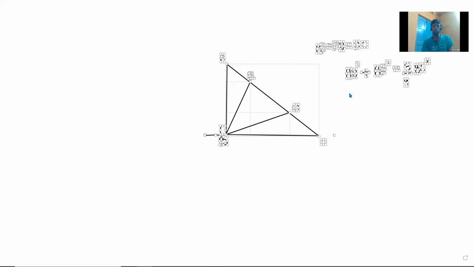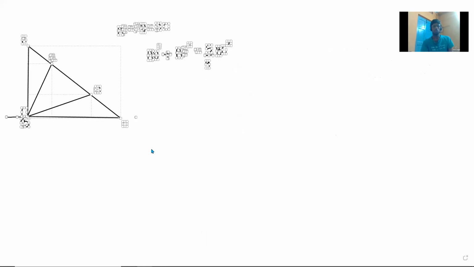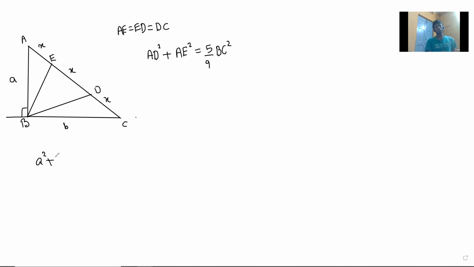So this should not be difficult. No, AB. So AB you should always label as C. It's not incorrect to label it as A, I have no problem. But yeah. So what have you labeled BC as? B. Okay. So it's not a problem now, but yeah. Okay, then. That's it, yeah.